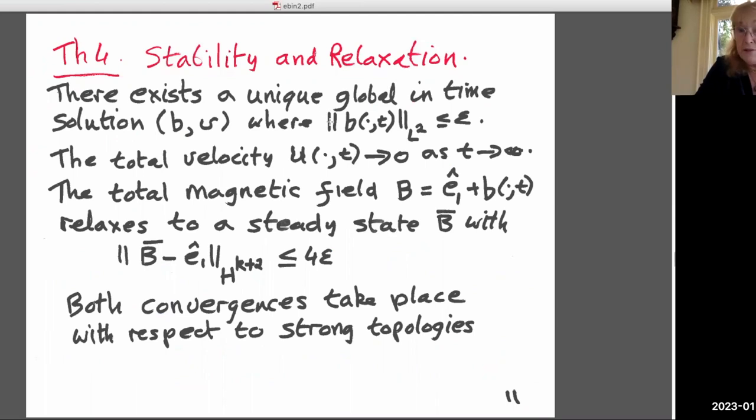So we prove that there exists a unique global in time solution for our perturbations B and V. The total velocity goes to zero as t goes to infinity. The total magnetic field goes to a small perturbation of our initial constant magnetic field. So we're relaxing to a steady state B bar, which is an order of epsilon away from our initial condition, with the initial condition being order epsilon itself. And both convergences take place with respect to strong topologies. So yes, we do have relaxation and stability working exactly as we'd like for this very, very special situation.